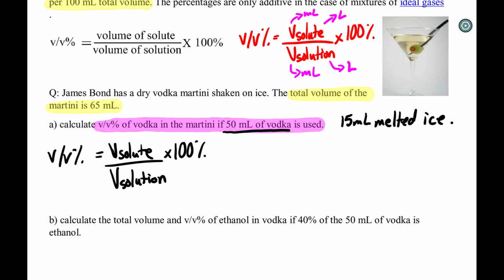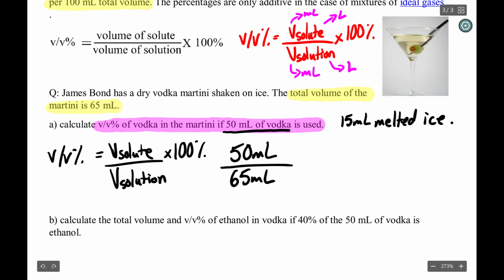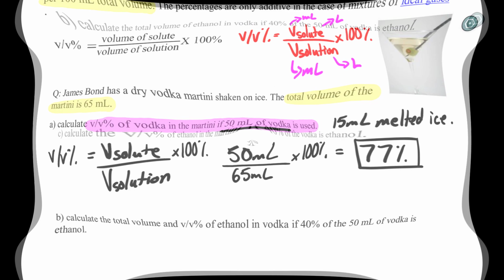Now, based on the way I'm reading this, vodka is the part of the solution we're looking at. We're going to call it the solute. So 50 milliliters of vodka is being used. The total volume of the martini is 65 milliliters. And we're going to multiply that by 100%. So 50 divided by 65, then multiplied by 100%. 77% with rounding is the amount of vodka in a martini.